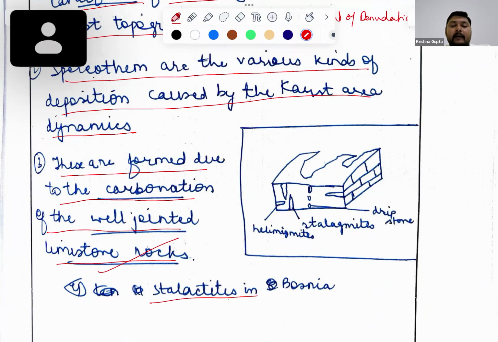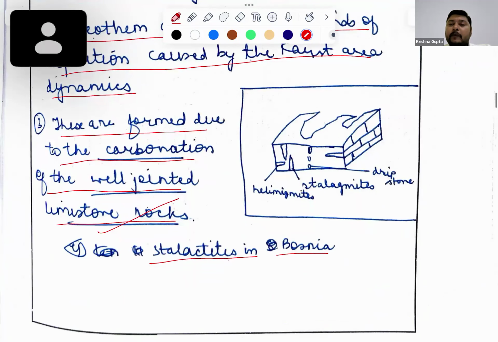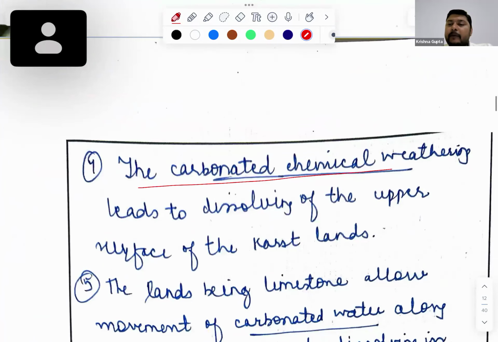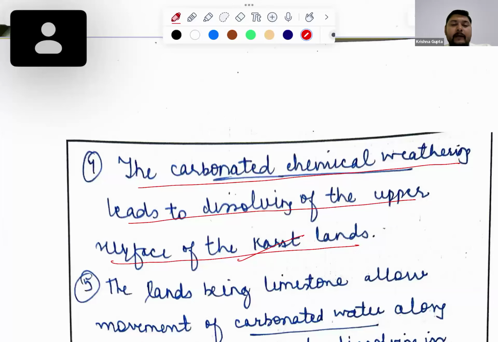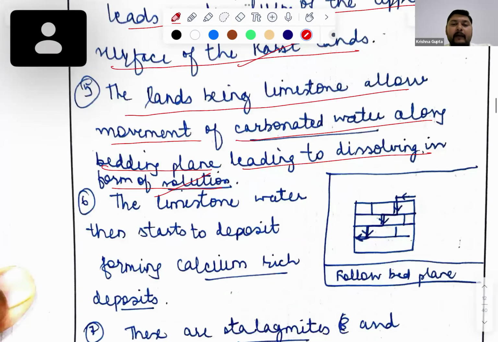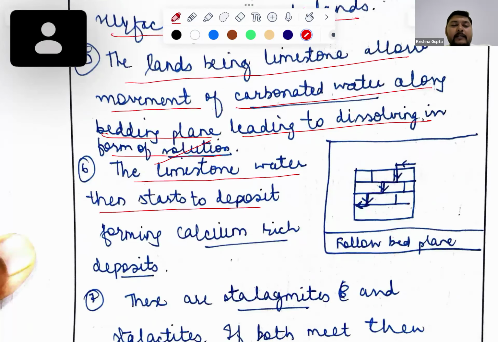Calcite, dripstone. Then the carbonated chemical weathering leads to dissolving of the upper surface of the karst land. The land being limestone allows movement of carbonated water along bedding planes, leading to dissolving in the form of solution. The limestone water then starts to deposit, forming calcium-rich deposits.